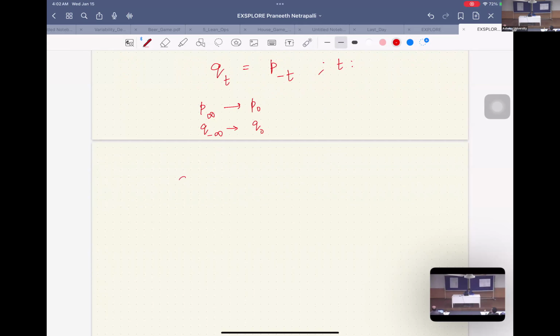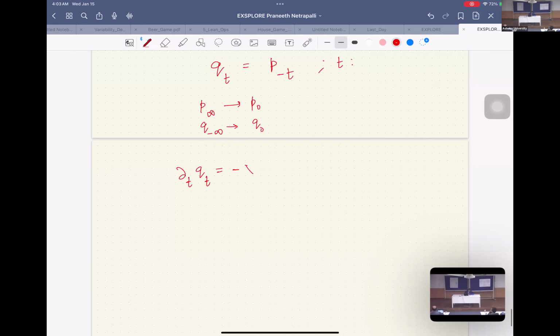Okay, so del T Qt is equal to minus grad dot 2 grad log Qt minus V minus T Qt plus delta Qt.